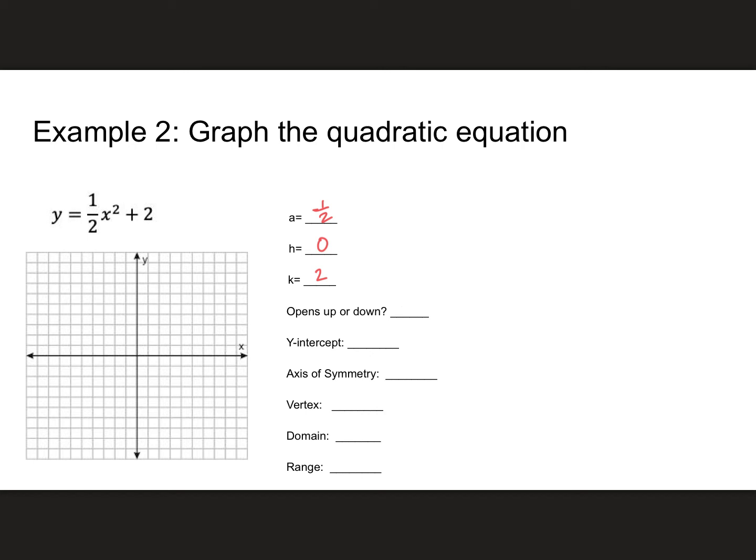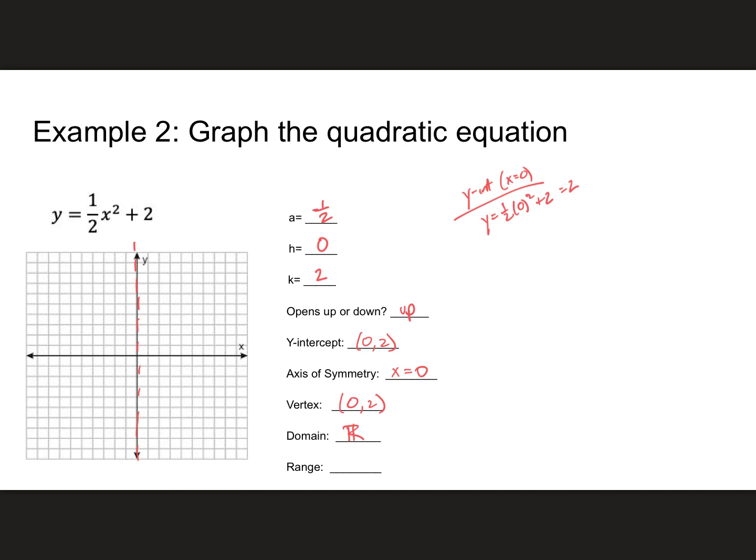The a value is positive, so it's going to open up. The y-intercept, let's do some work for the y-intercept. We'll make x equal to 0. So let's see here. That is 1/2 times 0 squared plus 2, which will equal 2. So my y-intercept is (0, 2). The axis of symmetry is going to be at the h value, so x equals h, which is 0 in this particular problem. So that means that the y-axis is actually the axis of symmetry. The vertex, (h, k), so (0, 2). The domain, all real numbers. The range, we'll come back to that.